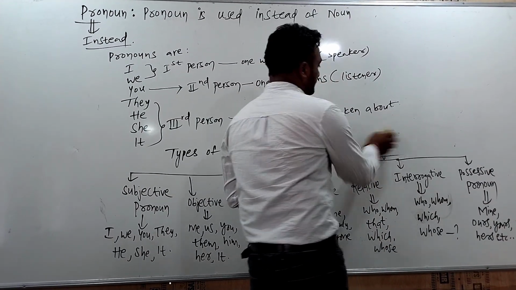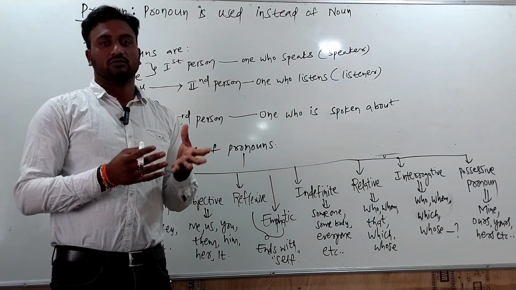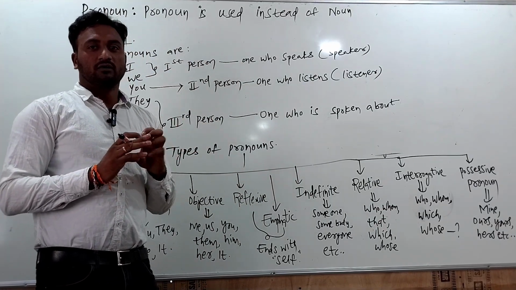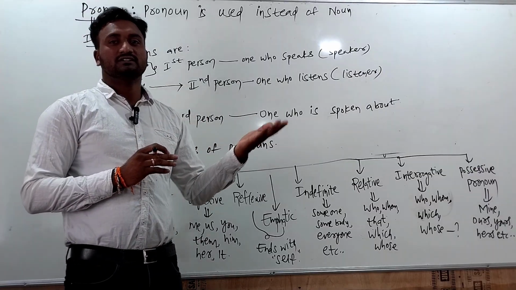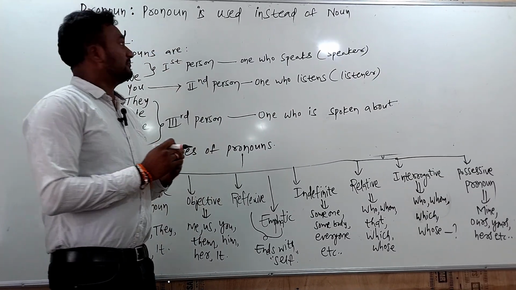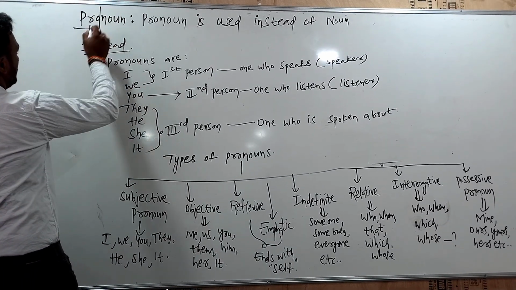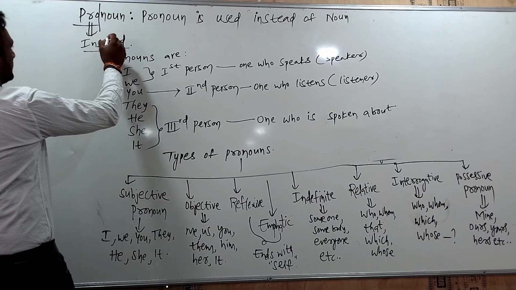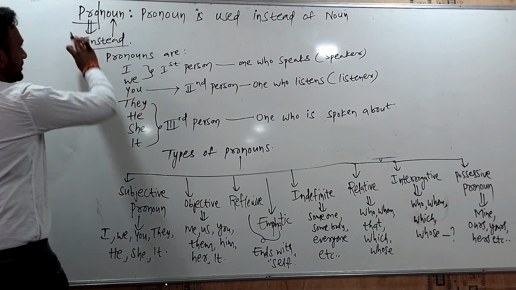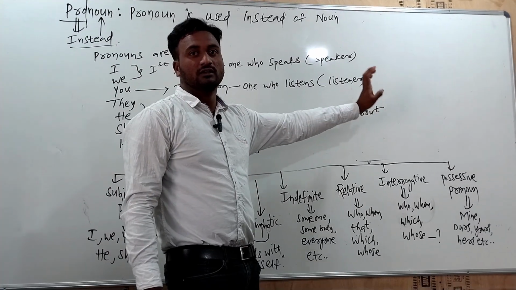What does pronoun mean? A pronoun simply means a word which is used instead of a noun. What is a noun? A noun indicates the name of a person, place, thing or animal, as you know very well. Segregate the word pronoun: pro means instead. So whatever word is used instead of a noun is said to be a pronoun.